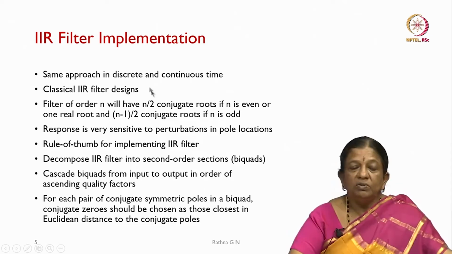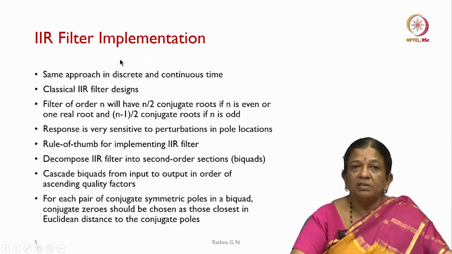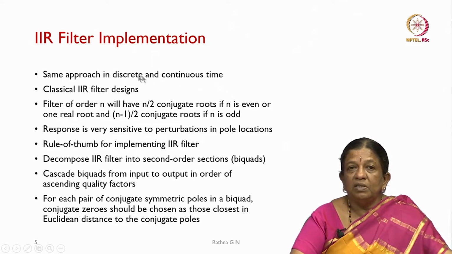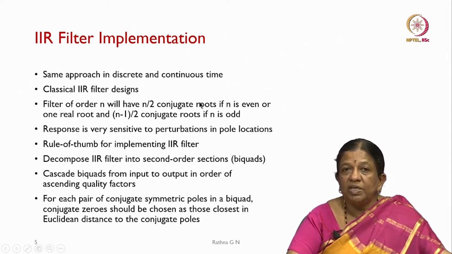Fine. So, how to implement an IIR filter? The same approach applies in discrete and continuous time filters. Here we consider the classical IIR filter designs. A filter of order n will have n by 2 conjugate roots if n is even, or one real root and then (n minus 1) divided by 2 conjugate roots if n is odd. The response is very sensitive to perturbations in pole locations.